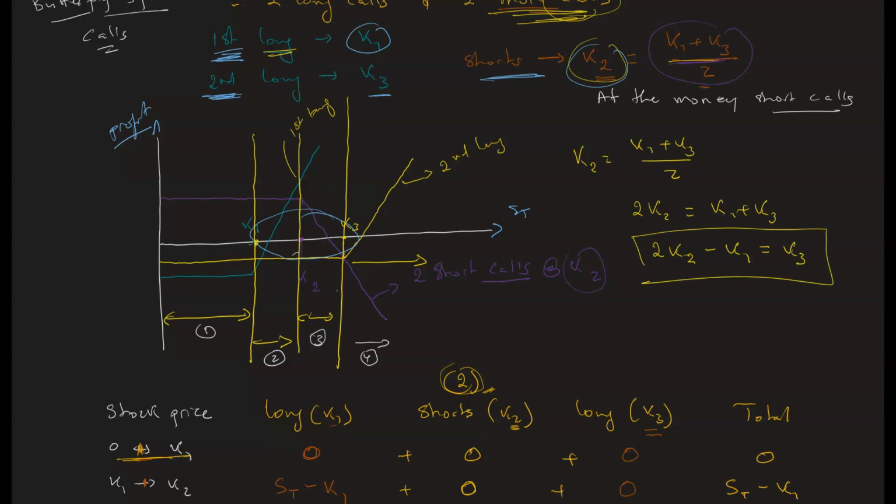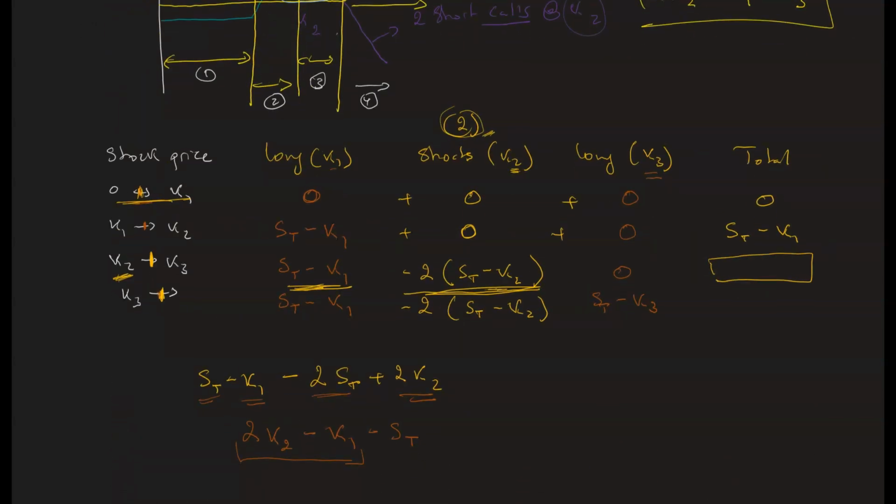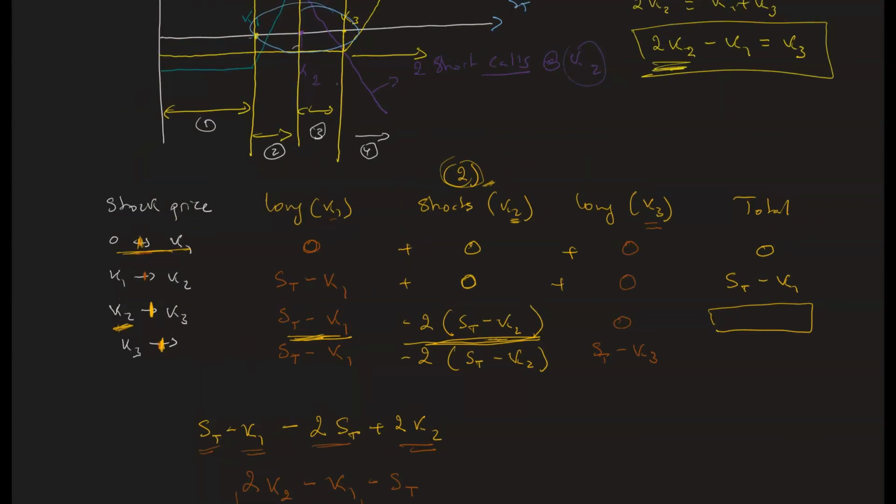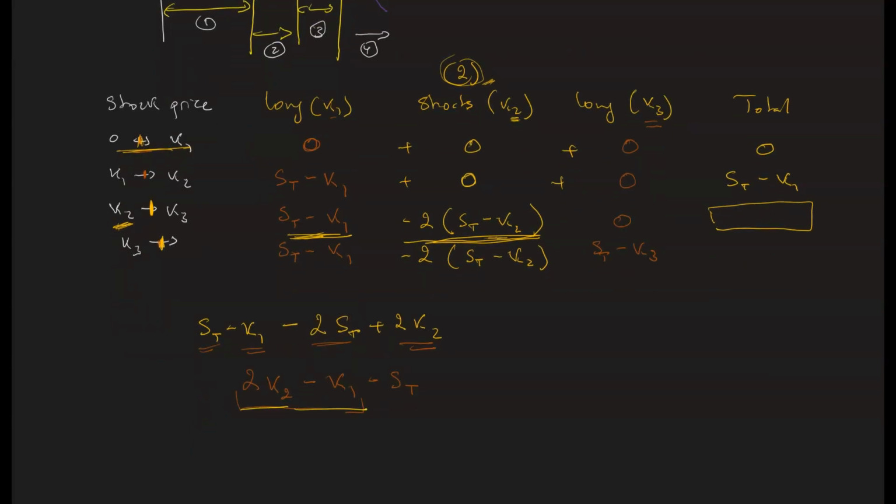So this is what we're going to use here, and we're going to come back and say, well, we have 2 times strike price 2 minus strike price 1. That's exactly strike price 3. So this is going to be equal to K3 minus stock price. And so we can write here that this is equal to strike price 3 minus the stock price.